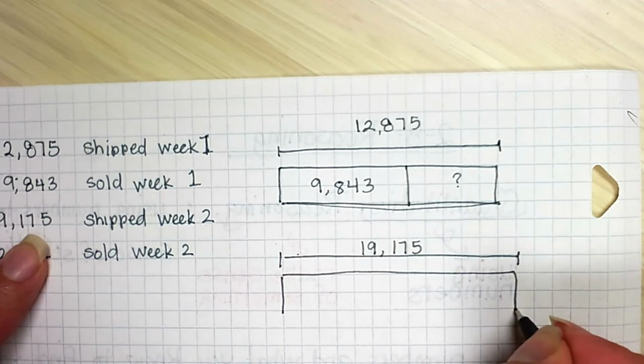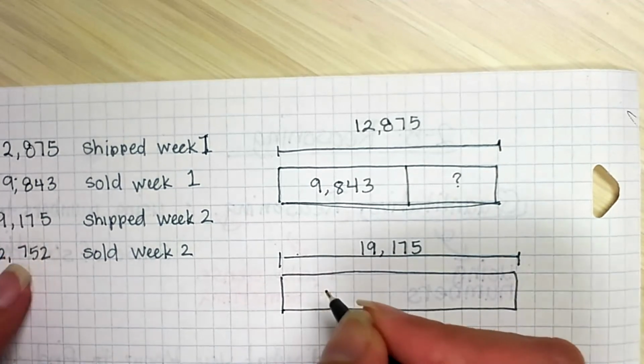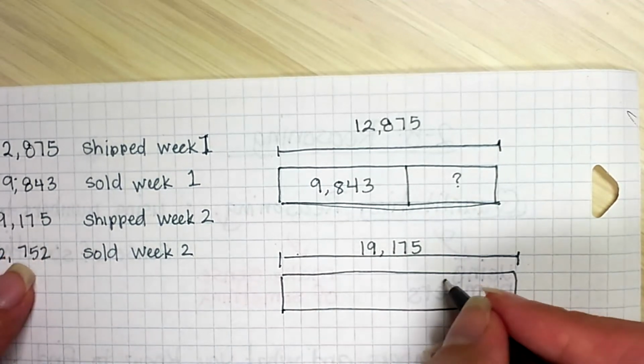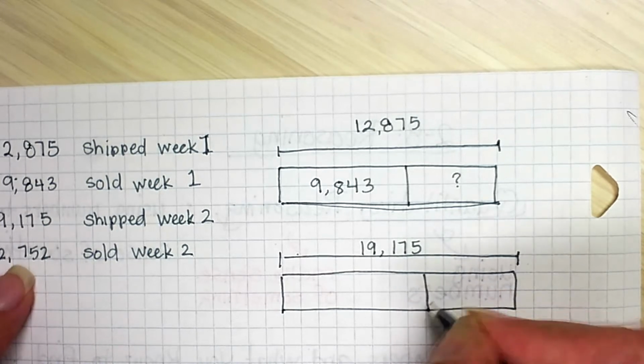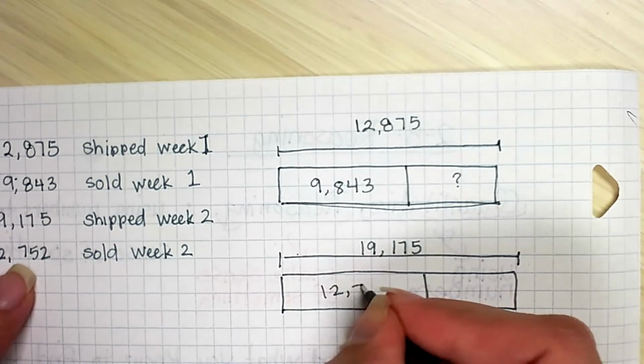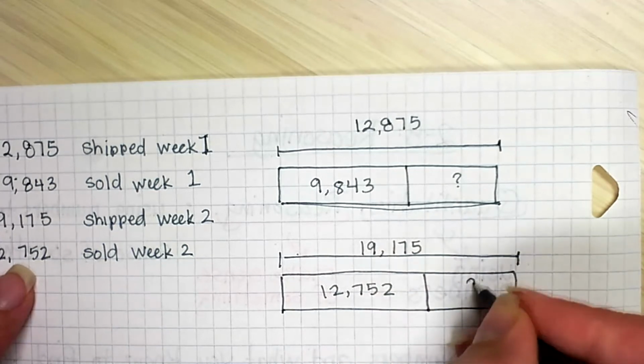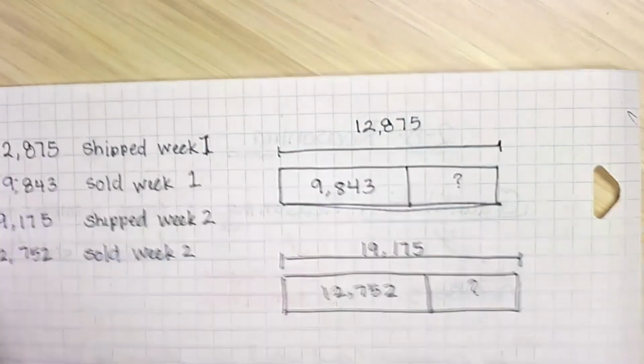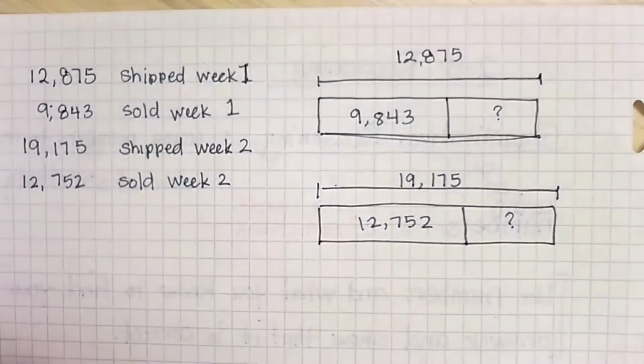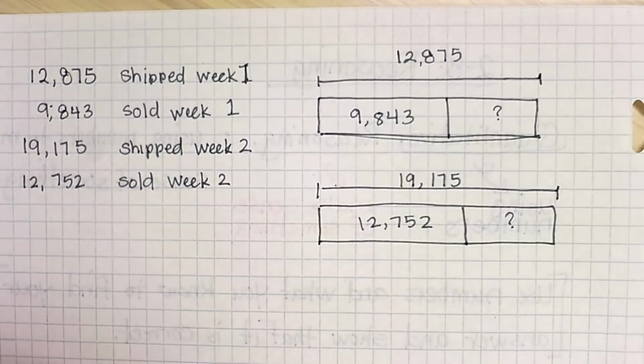And draw the bar underneath. And I know over there about 12,752 were sold. And then I have my mystery number. So now what I need to do, now that I've made my bar diagrams, I need to figure out what the difference is for each one.